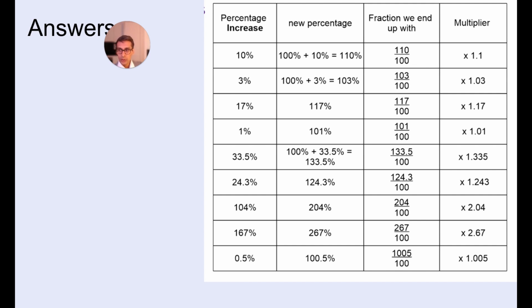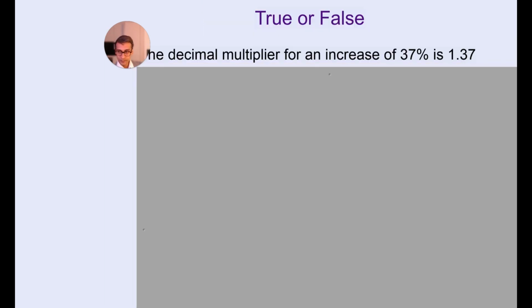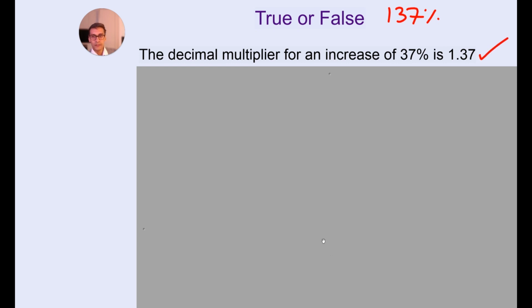And now we're going to do a true or false. Make sure to make a note of any of these you didn't get correct so that you don't lose accuracy as we go on. So here's a true or false. The decimal multiplier for an increase of 37% is 1.37. True or false? So an increase of 37% is 137%, which is 137 over 100, which is 1.37.